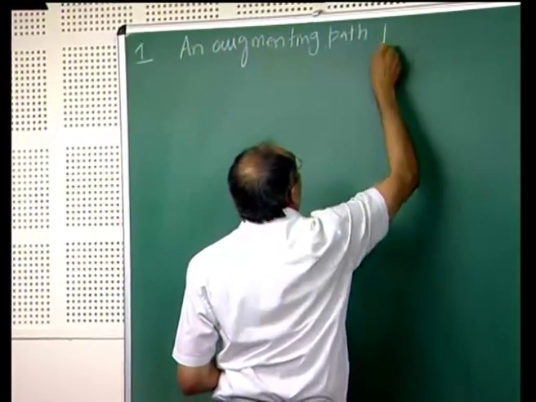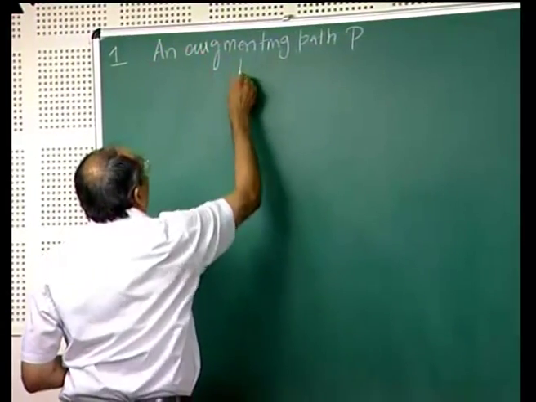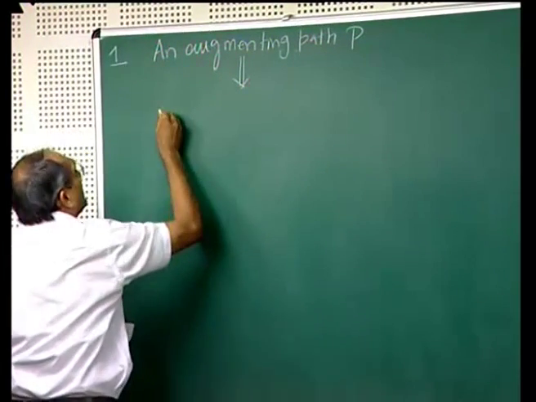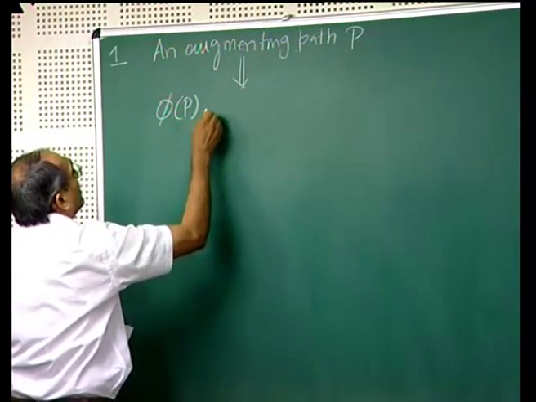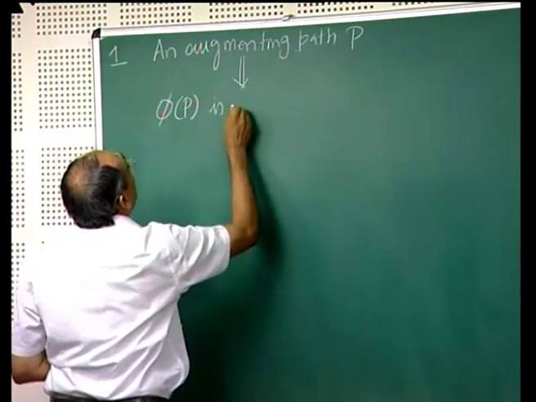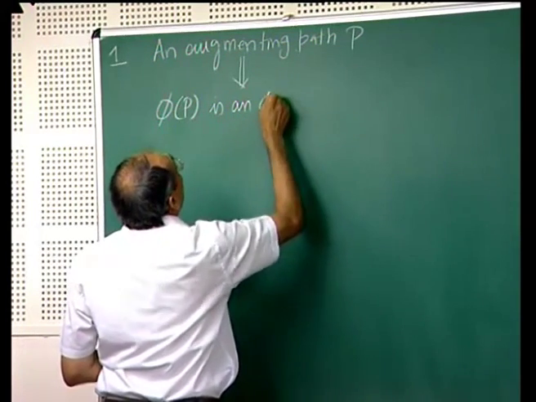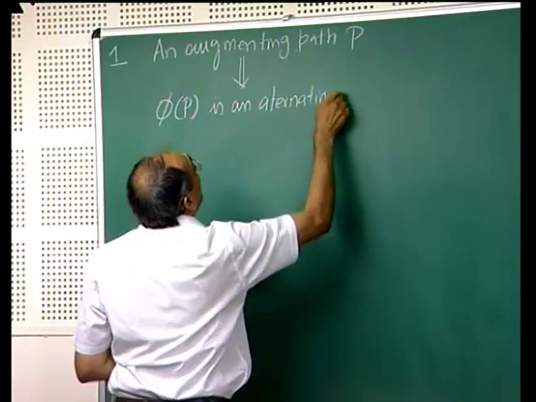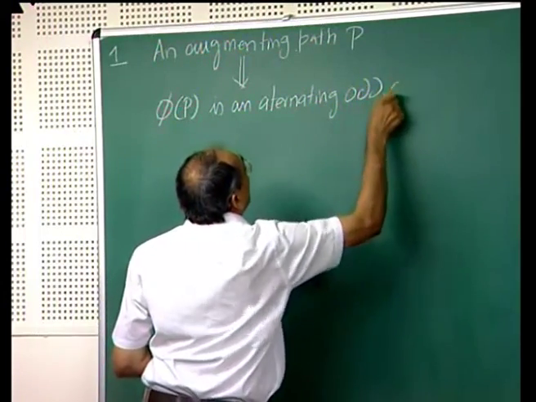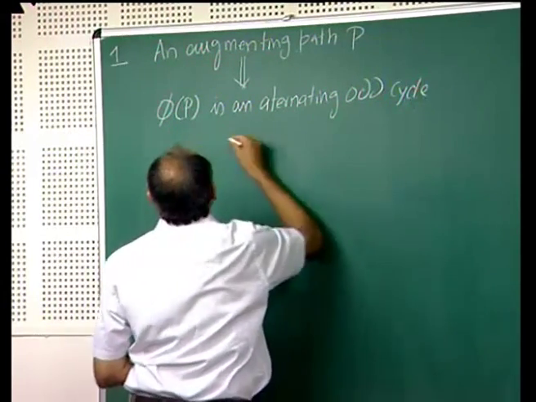call it P, becomes an alternating odd cycle in H.